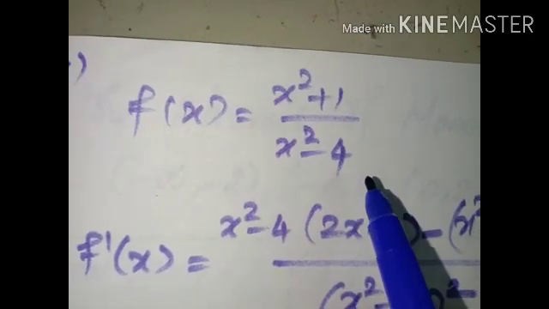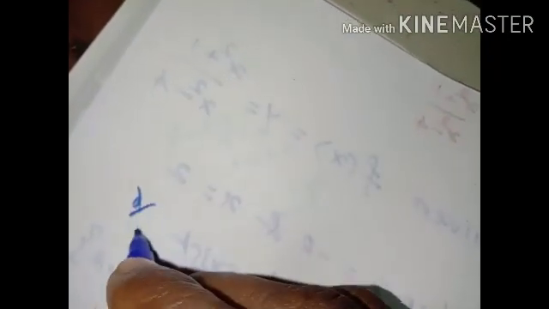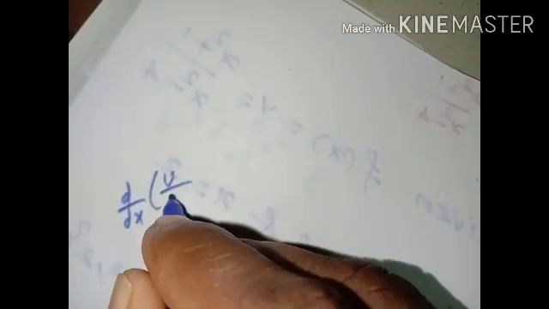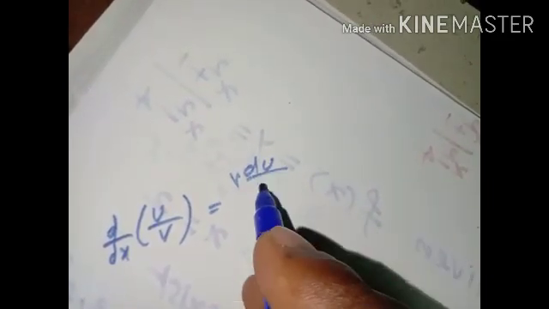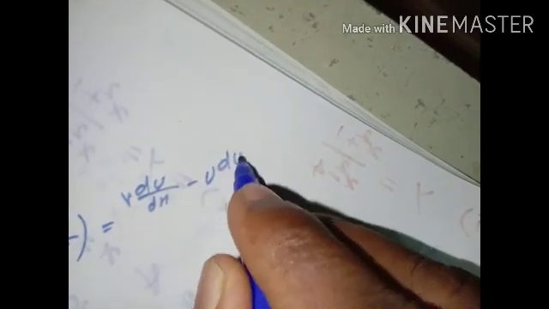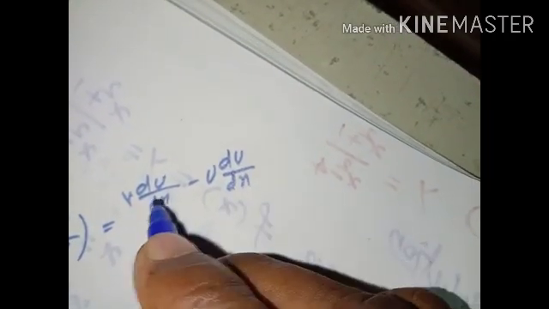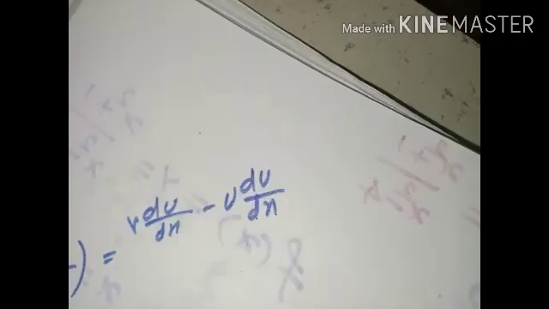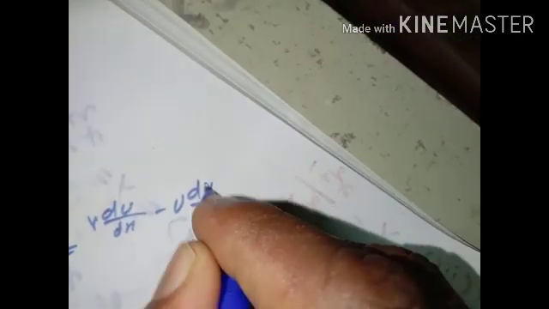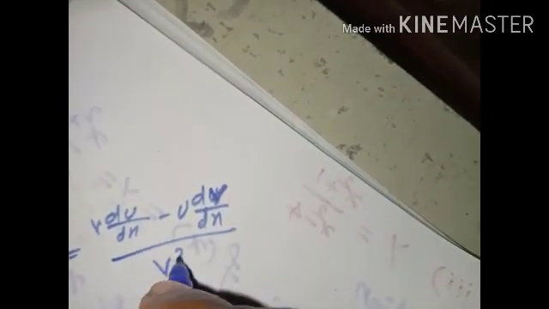The next, third condition, the critical numbers. f of x equals x square plus 1 divided by x square minus 4, and f dash of x is found by the u divided by v method: v into du by dx minus u into dv by dx, divided by v square.